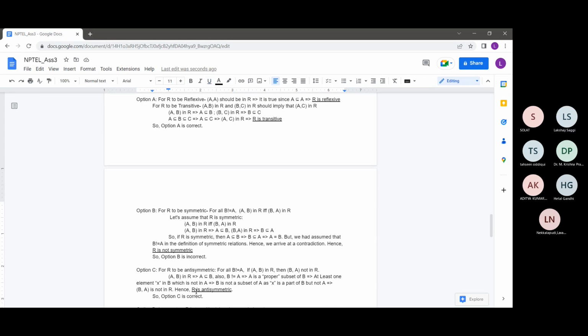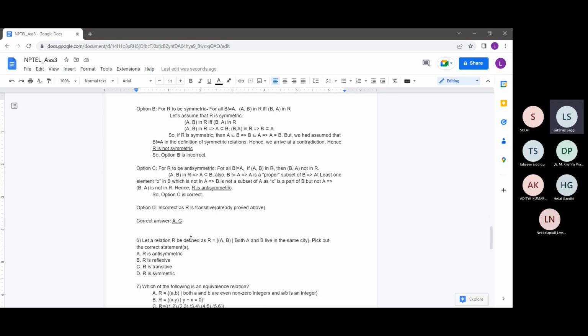So I guess this makes sense, guys. So yeah, Aditya and Hetal, Aditya had written option A and Hetal had written C also. So you guys collectively are correct that A comma C was the correct answer. Good job, guys.